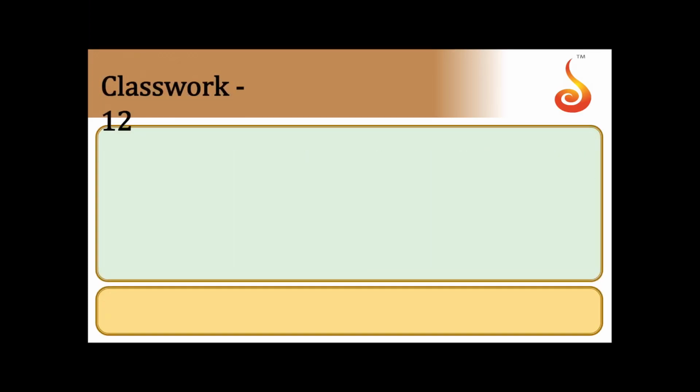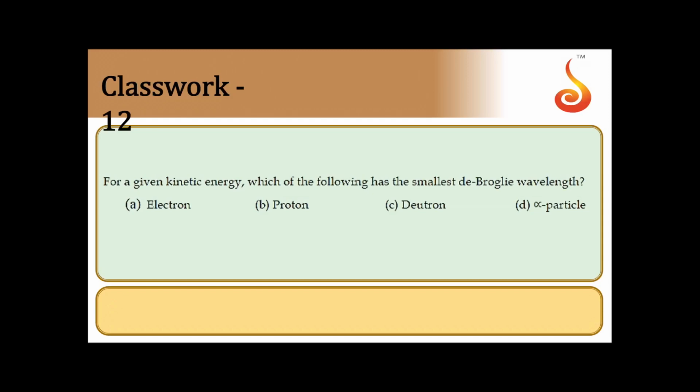We'll move on to next one. For a given kinetic energy, which of the following has the smallest de Broglie wavelength? So de Broglie wavelength lambda is given by h by mv. So you can write this as h divided by root of 2mk, where k is kinetic energy of the particle.